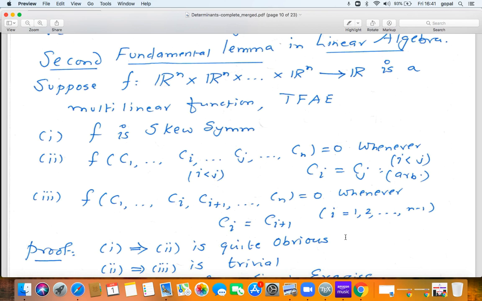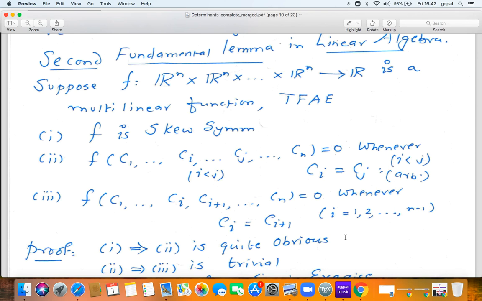2 implies 3 is completely trivial, because in 2 we are demanding that the function should take the value 0 when any two slots are identical. In 3, we are making a less stringent demand, namely, we are saying that the function should be 0 when adjacent slots are identical. So 3 is a much weaker condition than 2. At least prima facie it's weaker. So 2 implies 3. But then in hindsight, it's not really weak. It is equally strong. That's what we're going to prove.